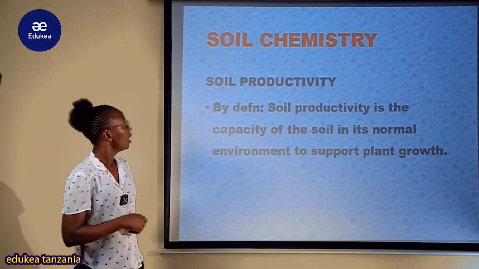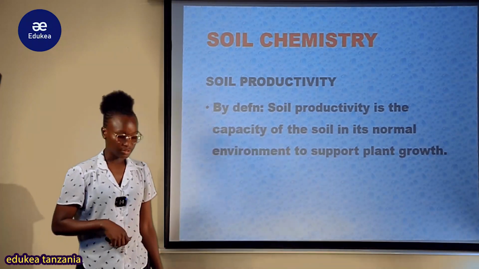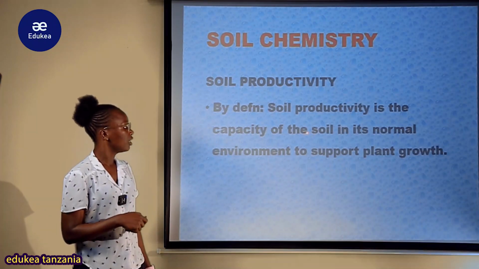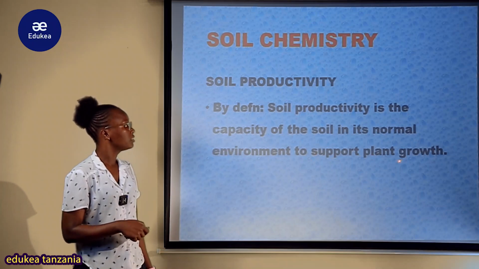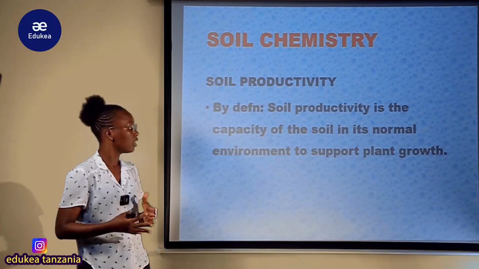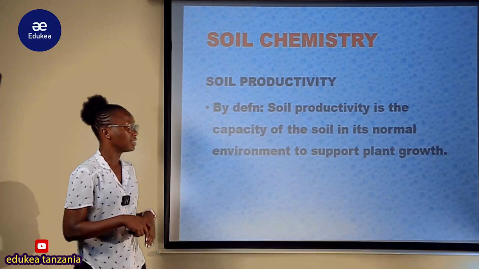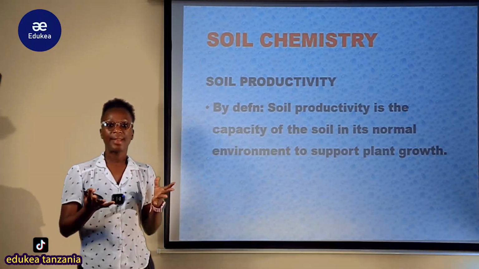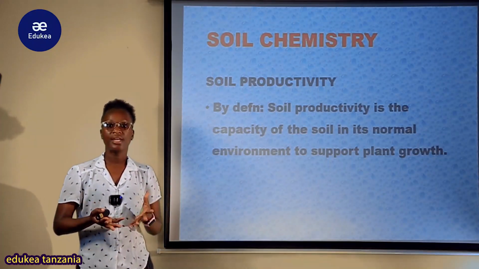Now soil productivity. After looking at soil fertility, what is soil productivity? Soil productivity by definition is the capacity of the soil in its normal environment to support plant growth. Kwamba kumbe tunavyoongelea soil productivity tunaongelea ile capacity ya soil katika ile hali yake ya kawaida, normal environment, katika kusupport plant growth. Unaona, yes, you see the plants have grown healthy, zimenawiri vizuri, yani mimea inashawishi kabisa.